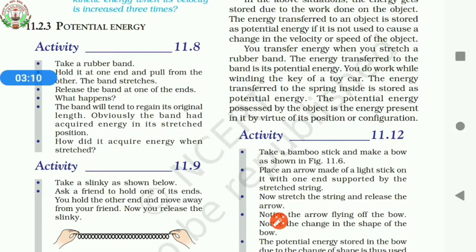A stretched catapult also possesses potential energy. A bird flying in the sky has potential energy as well as kinetic energy. A bird sitting at a height has only potential energy.